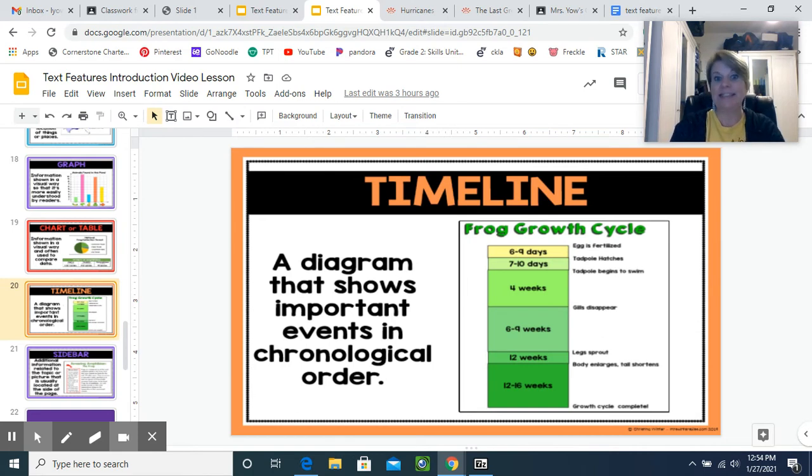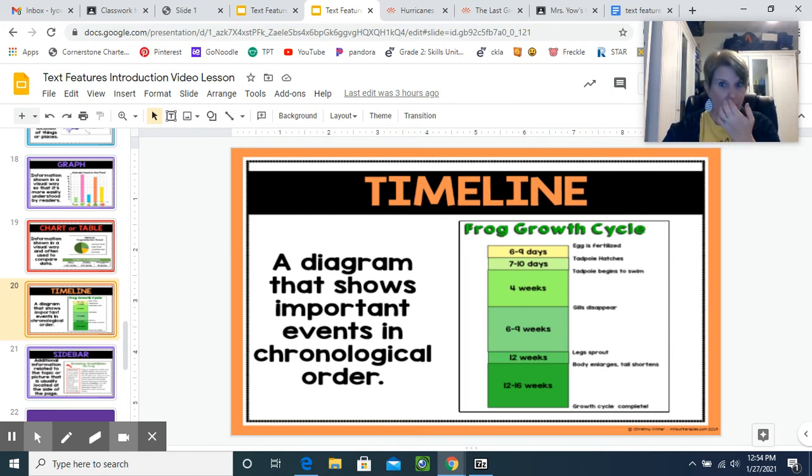Okay, a timeline. A timeline is a diagram that shows important events in chronological order. Chronological order, what does that mean, Miss Yao? That just means that they take things and they put them in the order in which they happened.